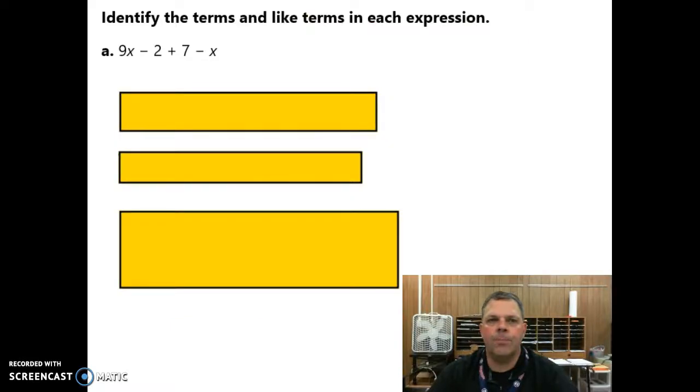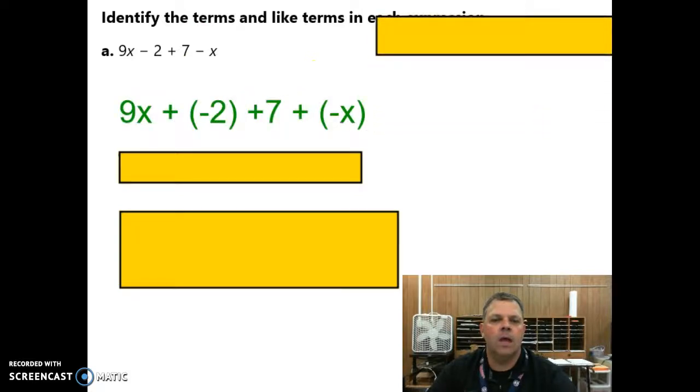In our first example, we are to identify the terms and like terms in this expression. The expression is 9x minus 2 plus 7 minus x. Using what we know about subtraction being able to be changed to add the opposite, we can rewrite this as 9x plus negative 2 plus 7 plus negative x.